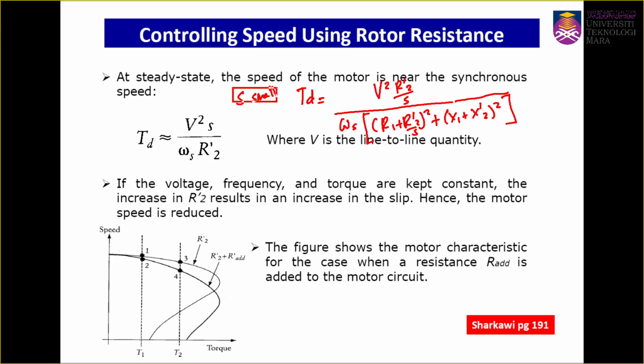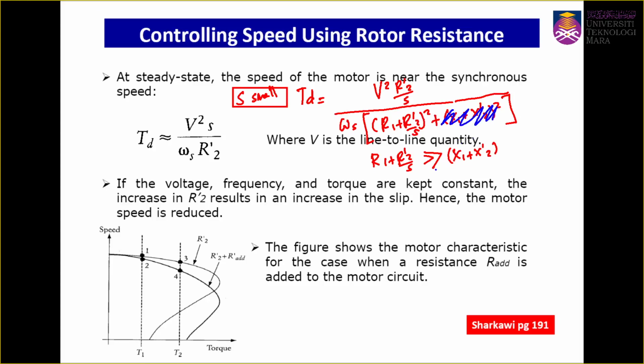So because S is small, you can make an approximation whereby R1 plus R prime 2 over S here is very, very high or large compared to X1 plus X prime 2. Therefore, you can neglect this term. You can remove this term.